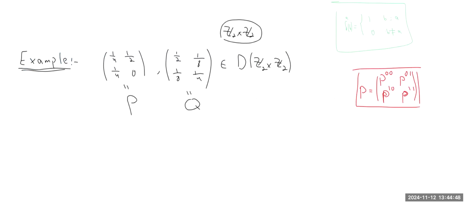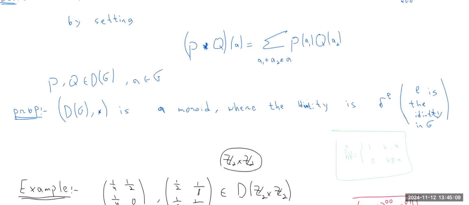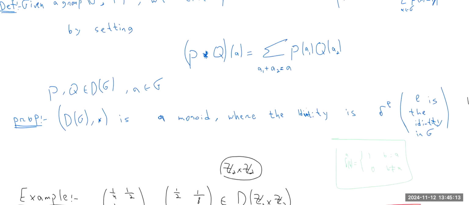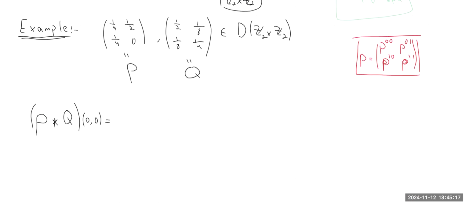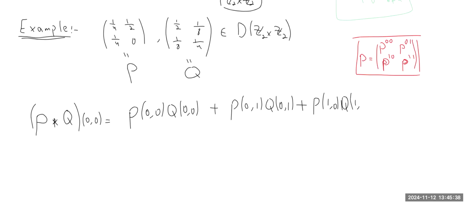So let's see what the convolution gives me. It will give me a new distribution. Let's see what it is on 0, 0, for example. Back to the definition, we should take all the sums that give me 0, 0. These are 0, 0 with 0, 0, and also 0, 1 with 0, 1, and 1, 0 with 1, 0, and 1, 1 with 1, 1, right? Let's see what it is equal to.